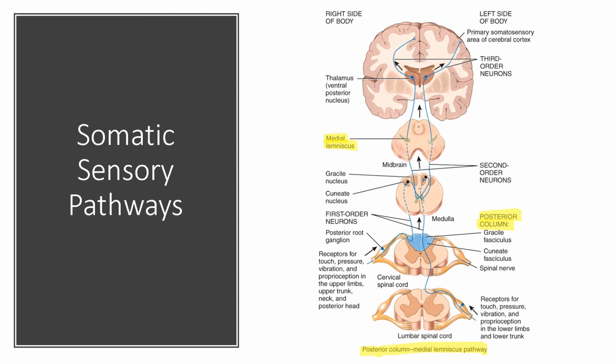So first order neurons extend from sensory receptors in the limbs, trunk, neck, and posterior head into the spinal cord. So we can see these coming in here. This is going to be from the lower limbs and the lower trunk. And then here we can see axons coming in from receptors on the upper limbs, upper trunk, neck, and posterior head.